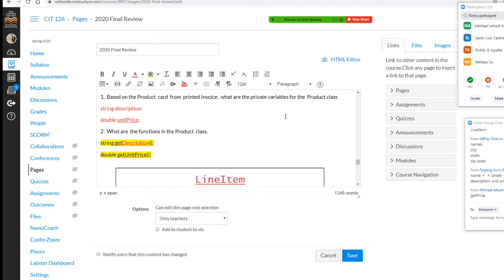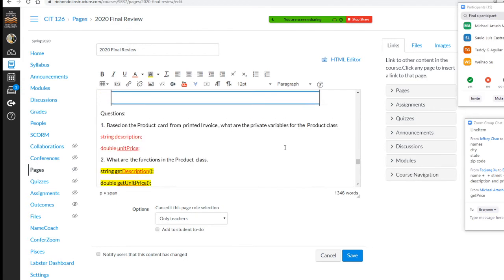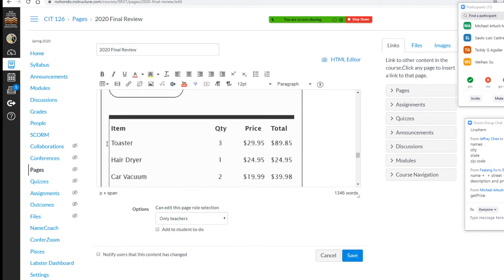Now, let's take a look at the line item. Yeah, thank you, Michael. Now, let's see our line item right now. The line item, okay? So let's see a line right here. This is a line. Toaster, 3 quantity, price, and total.